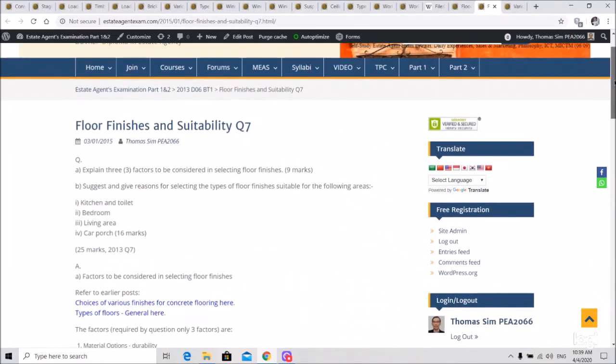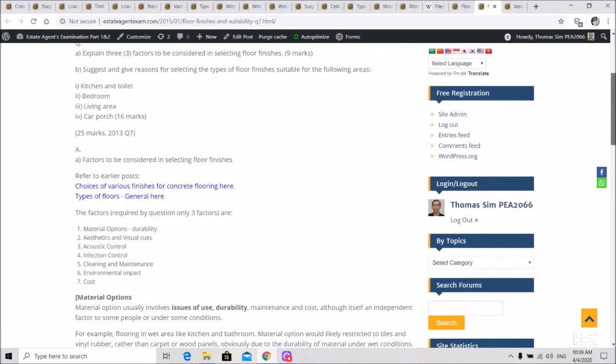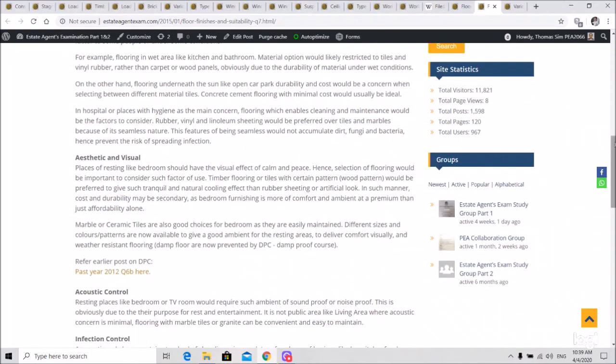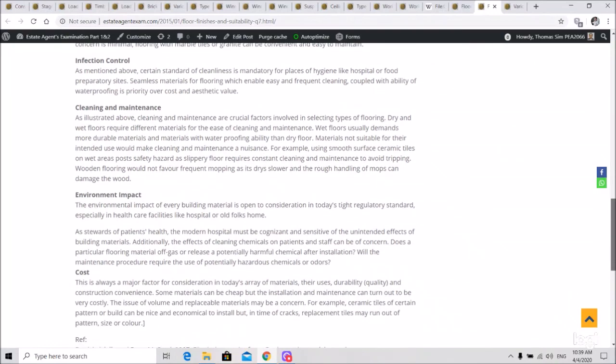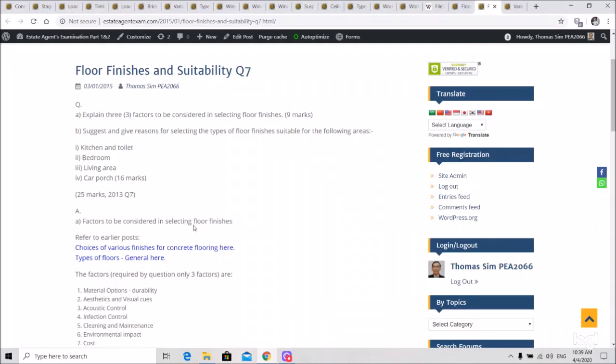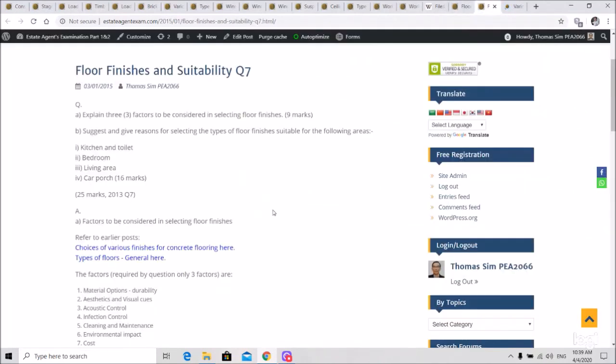So the answer for part A is, it's a repeat question again. Factors to consider, of course, there are various factors: durability, aesthetic value, acoustic, infection control, cleaning, maintenance, environmental impact, cost. So this is a lot of things to write. In fact, for part A, you can write quite a lot already for 10 marks. And then in part B, some of these are repeated, in the way that you explain why you choose a certain type of flooring for a certain area. So let us just pick one to answer.